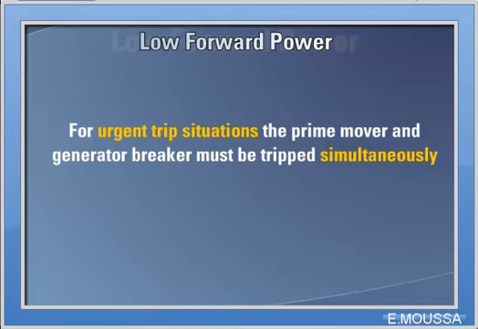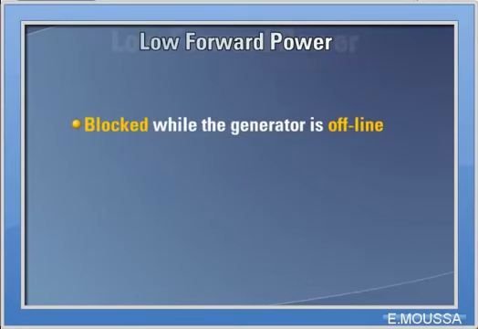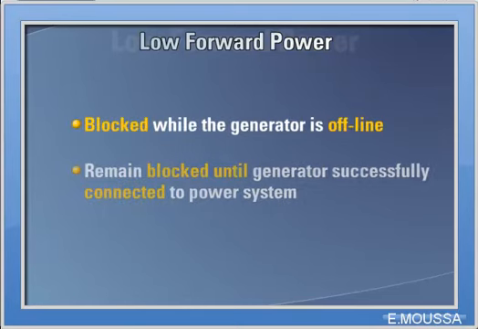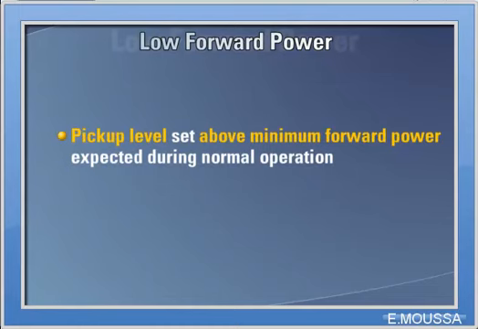For urgent trip situations, such as stator differential protection trip operation, the prime mover and generator breaker must be tripped simultaneously. The low forward power element is blocked while the generator is offline, and will remain blocked until the generator has successfully been connected to the power system. The pickup level is set below the minimum forward power that can be expected during normal operation. For example, if the minimum power that is being consumed by the system is 20 megawatts, then the low forward power setting should be set lower than 20 megawatts.